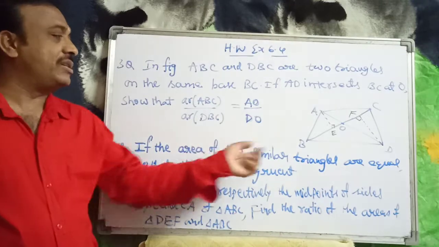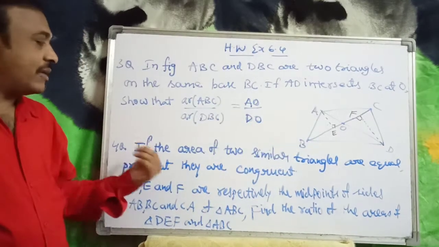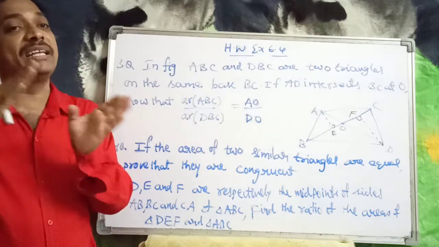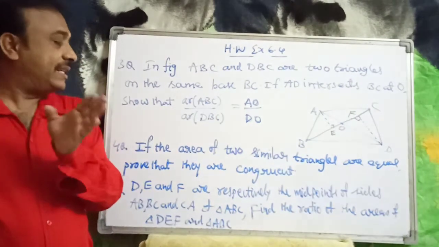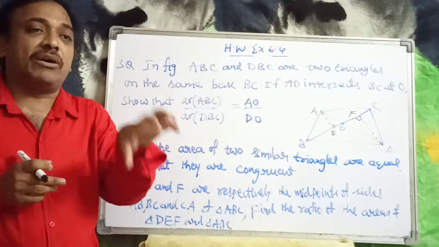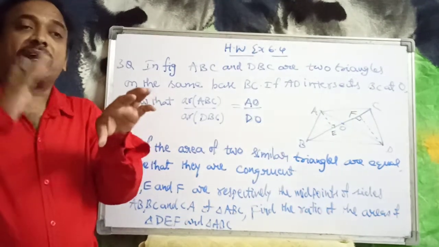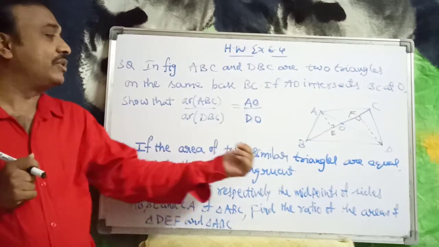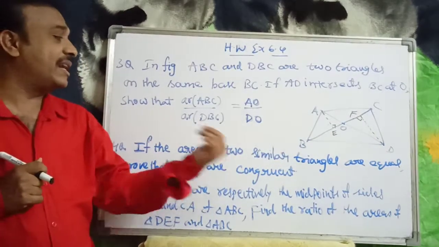Now question number 4. If the areas of two similar triangles are equal, then prove that they are congruent. As we know, once the triangles are congruent, their areas are equal. Congruent triangles are always similar, that point. So the areas of two similar triangles are equal, prove that they are congruent.